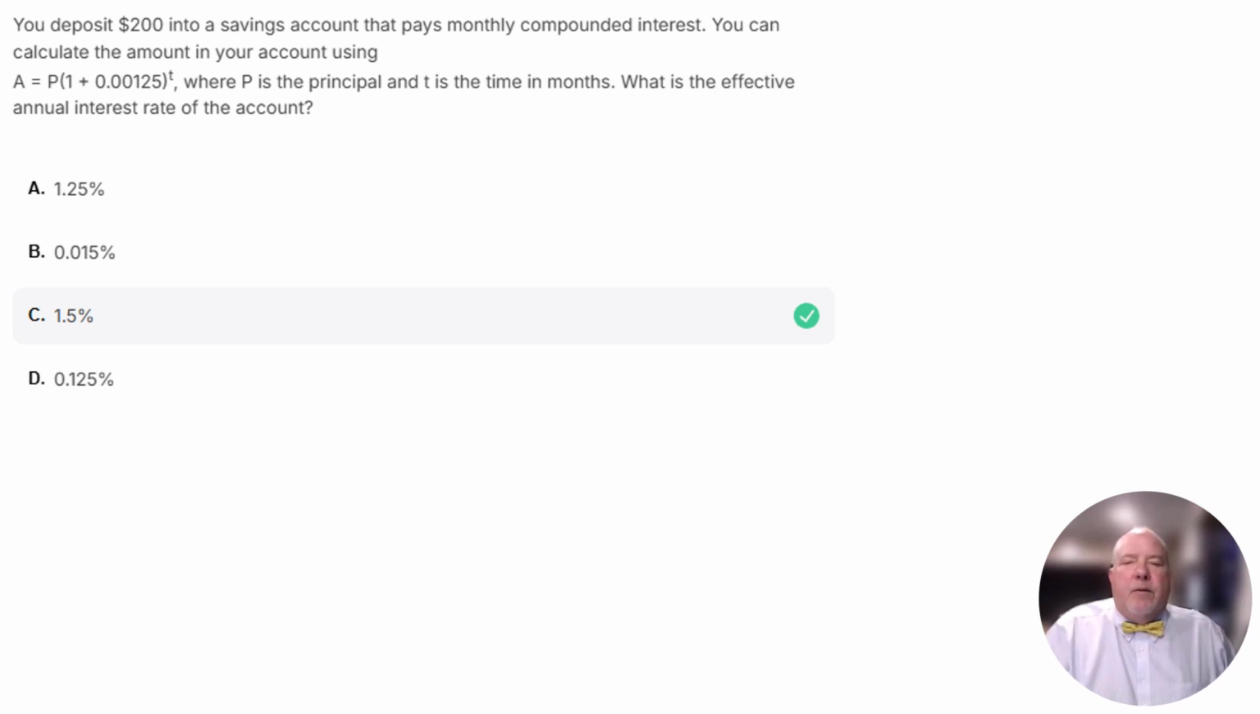So let's look at what the standard form of this equation, or the formula, I should say, for compound interest looks like. And it looks like this. A equals P times 1 plus R over N, and that's to the N times T power.